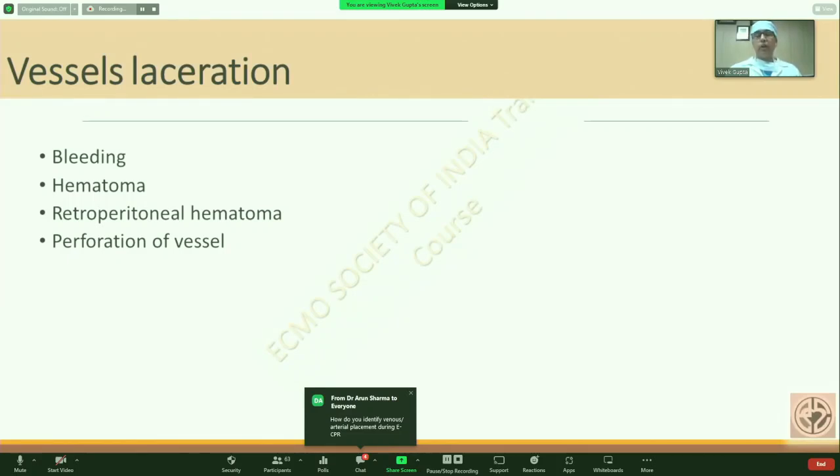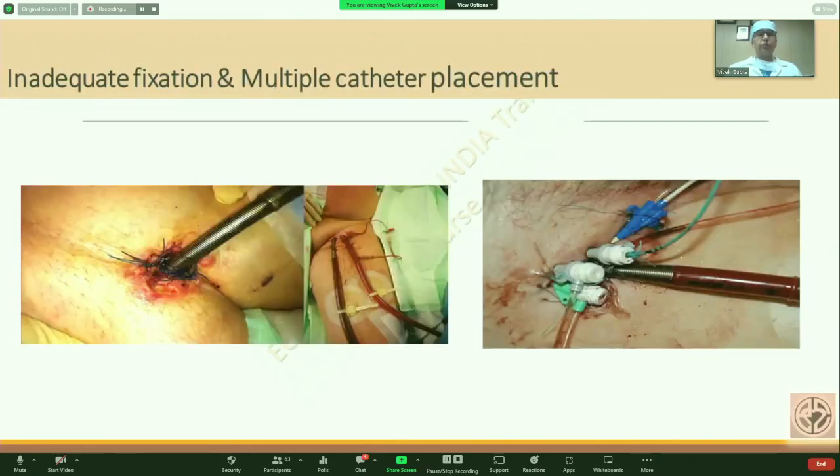This is very important: whenever we are using a Seldinger technique, placing the needle, achieving a good flow, and passing a guide wire without resistance, and using the dilator without force, and while placing the cannula, you rotate the cannula rather than pushing it in. And if you feel any resistance, ensure that your cannula position is correct.